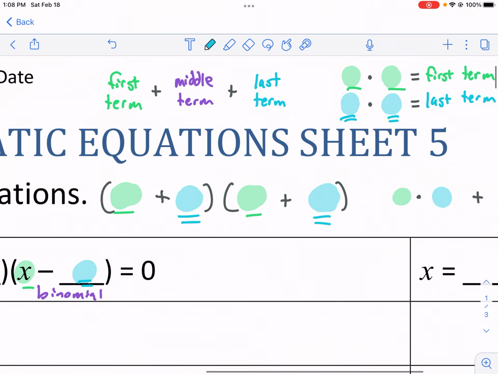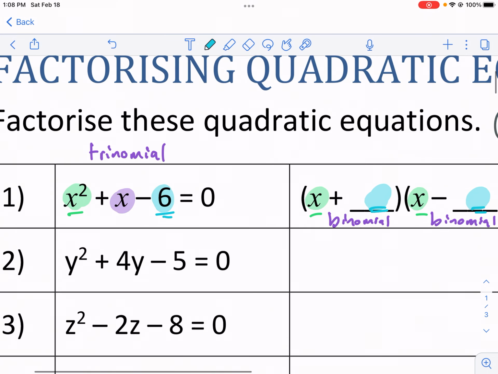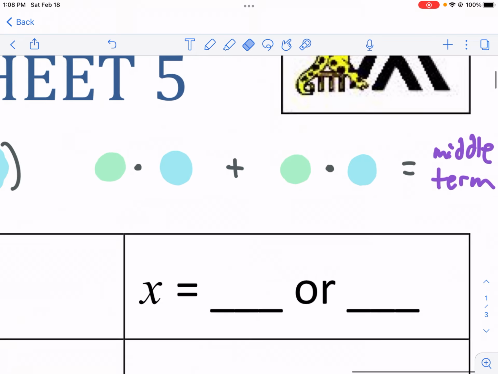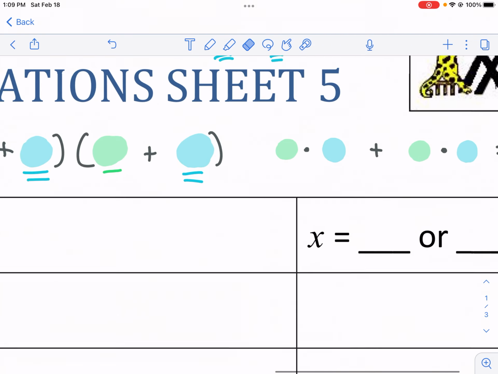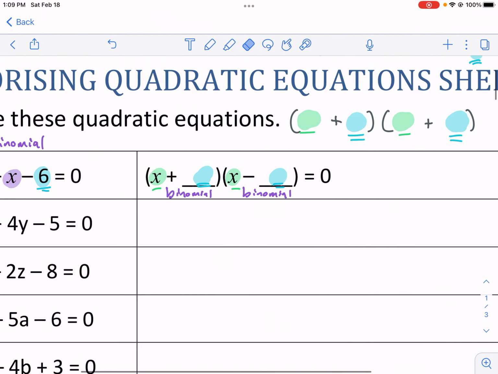Now the middle term is a result of, well, you first have to find the factors of the first and last term. That's the first step. But then we're going to find which factors, when you add them together, will equal the middle term. So it seems like a lot of maybe higher level math, but it's really not that bad.